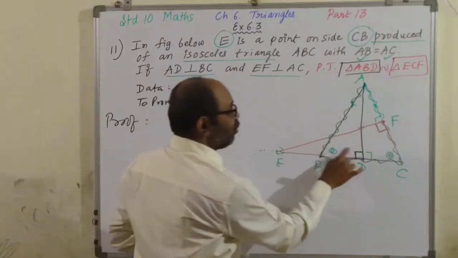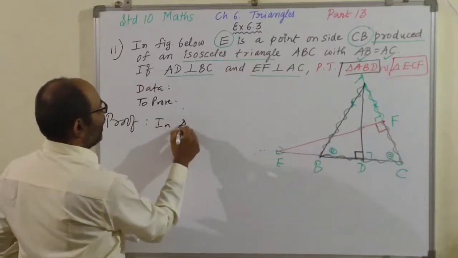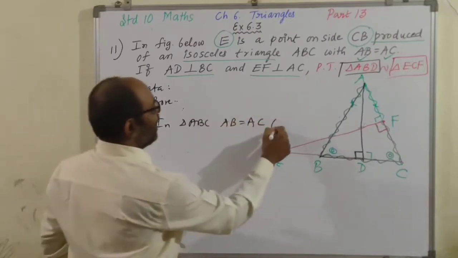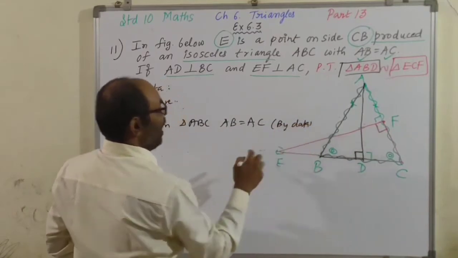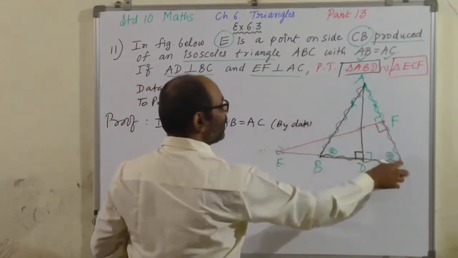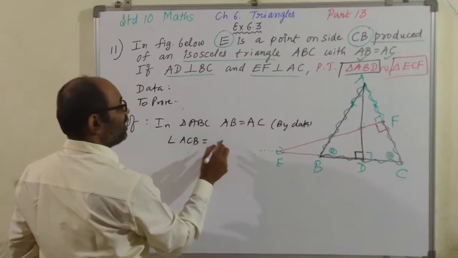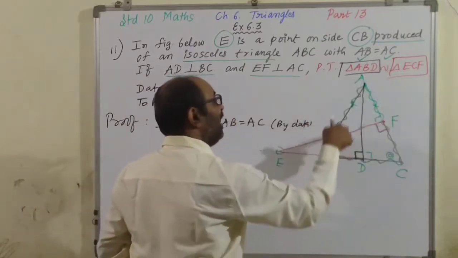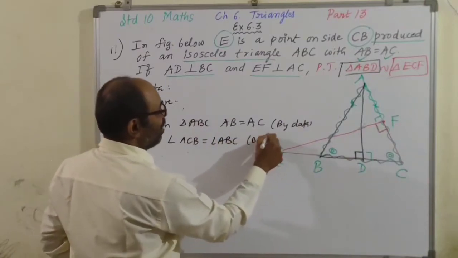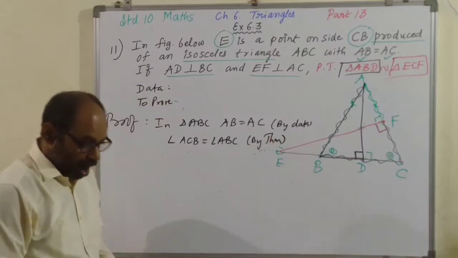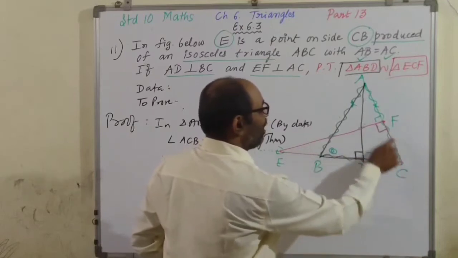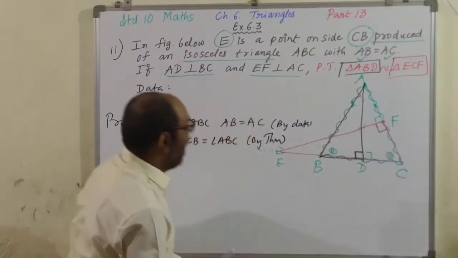Alright. First, I'll try to prove this. In triangle ABC, AB is equal to AC, by data. The angle opposite AB is C, its full name is ACB. Angle ACB is equal to the angle opposite AC, which is B, angle ABC, correct? By theorem, this is a 9th standard theorem. Now I'm going to convert that angle C into red. I'm telling it in the red part, so I'll use a red pen.